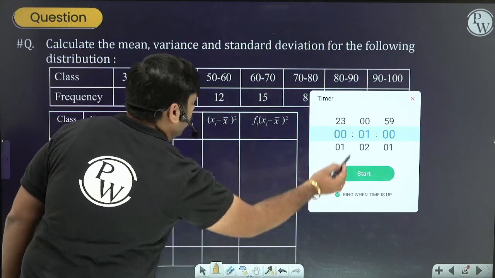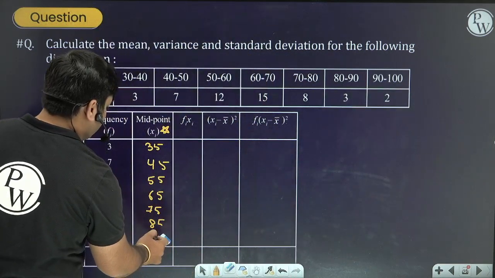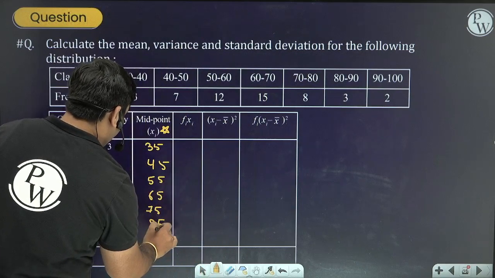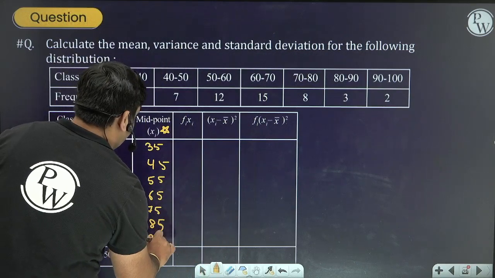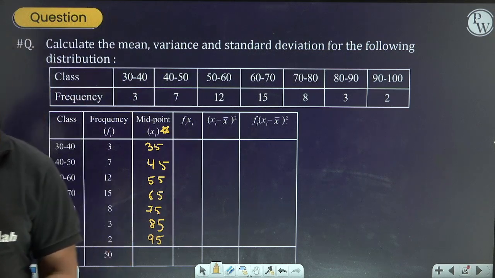People, one thing you should always remember: in a continuous distribution, we don't have a specific xi, right? So we always tend to take the middle value as xi. Do remember that in all the methods.